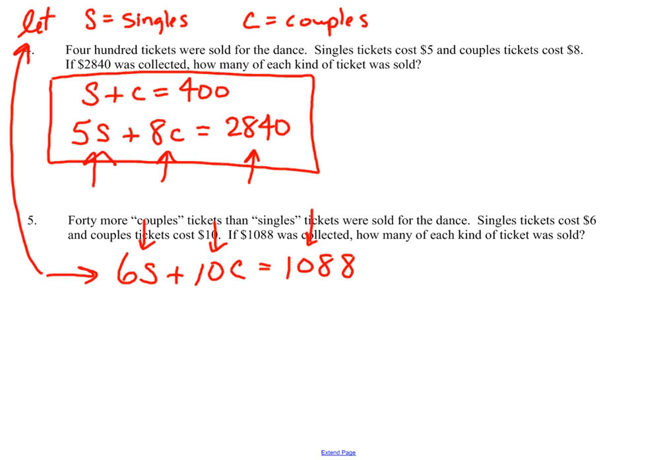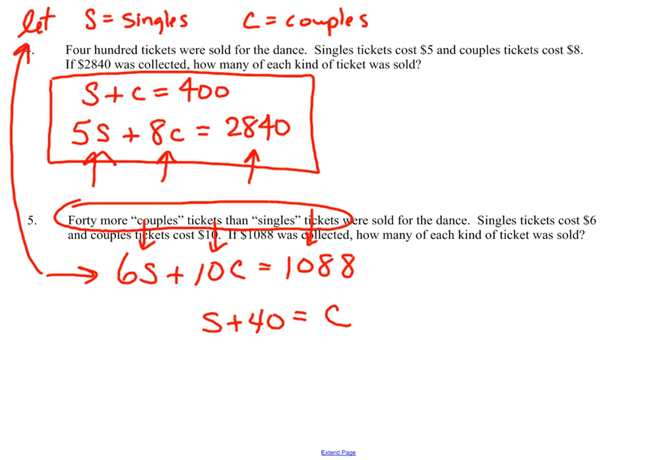We have 2 variables, so you need to have 2 equations. Don't try to group them into one right away. Now this is the tricky part. 40 more couples tickets than singles were sold. Right away people want to think 40 plus couples, or 40 plus C, because it's written right next to it. But I actually need to add 40 to the singles to make it balanced. So I take singles plus the 40, and I'll get couples.